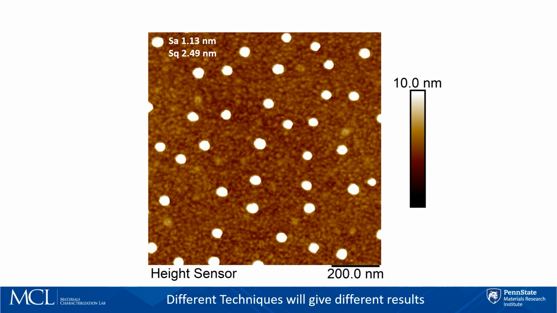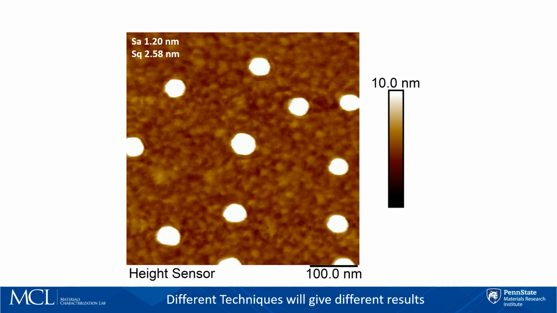Zooming in again now to a 1-micron scan, it would be very easy, and this was probably the scan size I would use for going after these particle dimensions. And again, our RMS roughness keeps climbing because essentially we're getting more and more detail of these particles, and the particles account for more of the image, so we're weighting it in that direction.